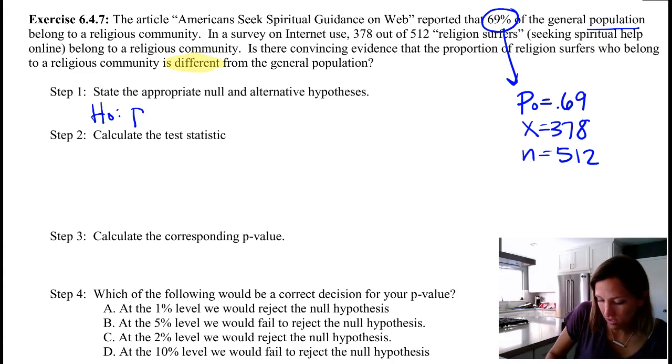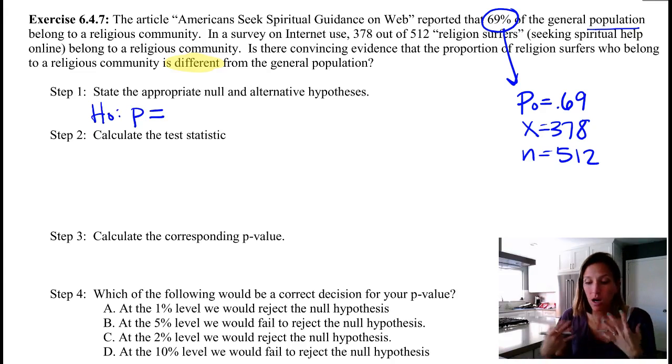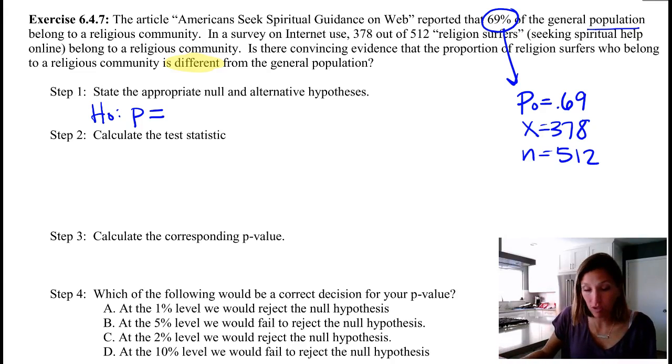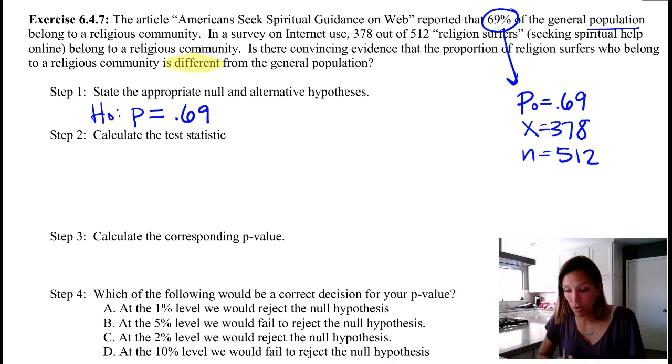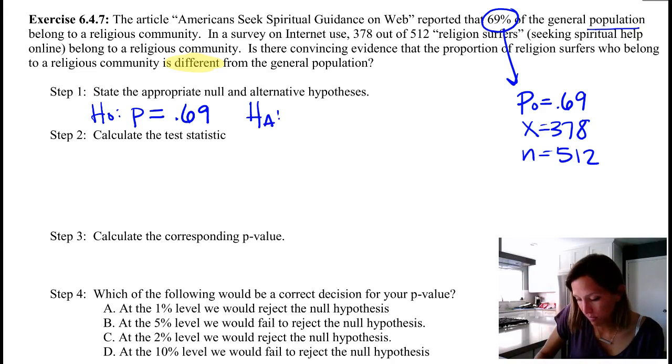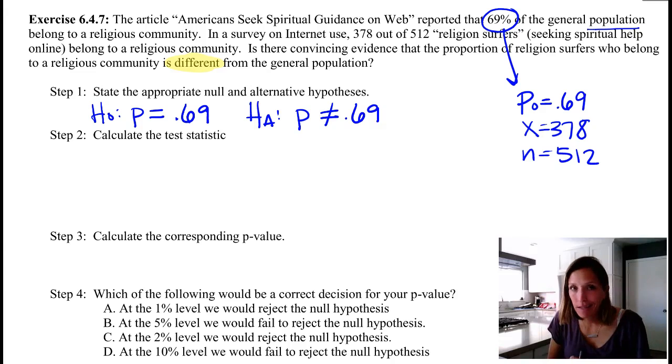Our initial hypothesis is that the true proportion of the internet surfers who belong to a religious community is just equal to the same thing as those in the general population who belong to a religious community. So we're kind of making this assumption that the article value is right in the first place. A little bit of a stretch. And then our alternative hypothesis, well, we just want to show it's different. We don't have any horse in this race in terms of whether it's greater than or less than.